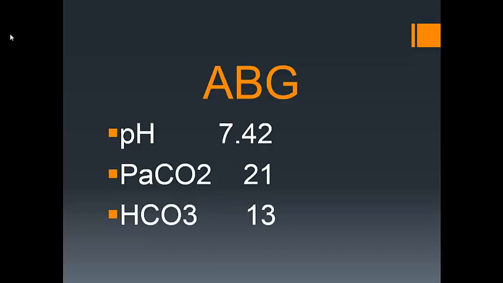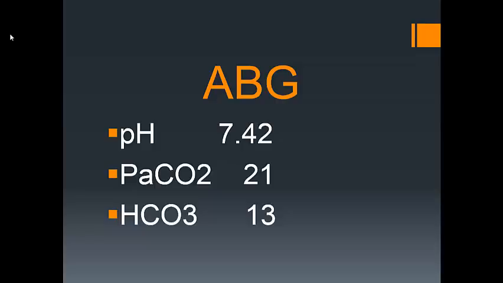Next ABG. Our pH is normal. It's 7.42. Our CO2 is 21. It is low. It is alkalotic. Our bicarbonate is 13. It is also low, but it is acidotic. So we need to say to ourselves, our pH is normal, so this is a compensated ABG, but how do we know if it was acidosis or alkalosis to begin with? Which side of the 7.40 value does it fall? It falls on the alkalosis side.